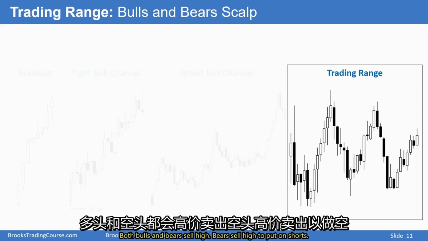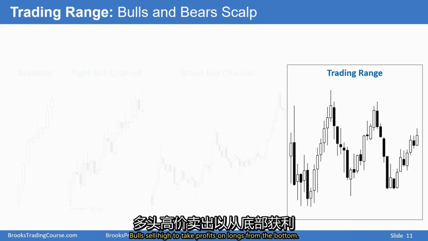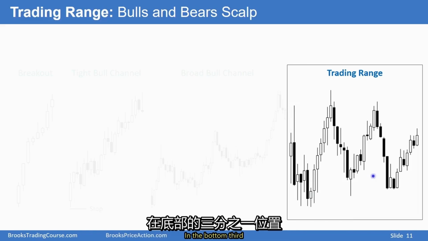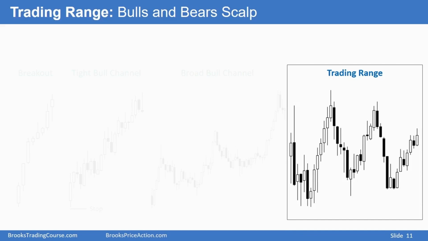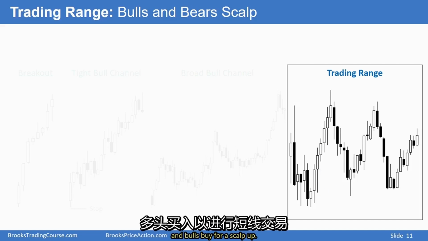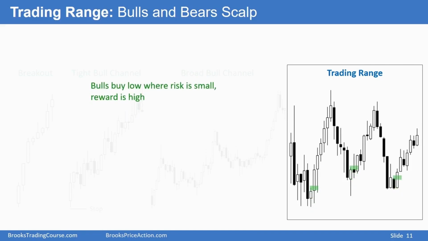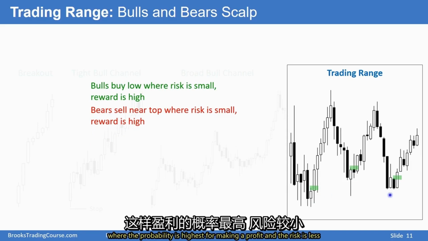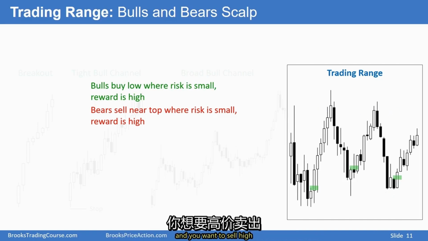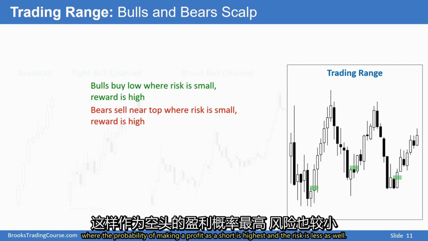Both bulls and bears sell high. Bears sell high to put on shorts. Bulls sell high to take profits on longs from the bottom. In the bottom third, bears buy to buy back their shorts with a profit, and bulls buy for a scalp up. So you want to buy low where the probability is highest for making a profit and the risk is less, and you want to sell high where the probability of making a profit as a short is highest and the risk is less as well.